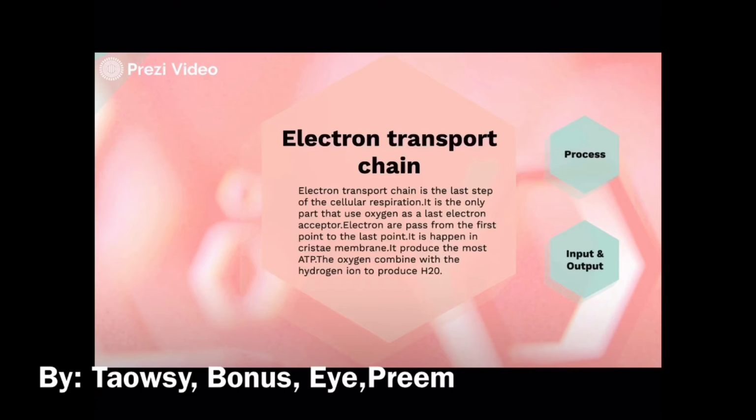The oxygen combines with the hydrogen ion to produce H2O, or water. So basically, the electron transport chain is the last step of cellular respiration. It makes the most ATP.